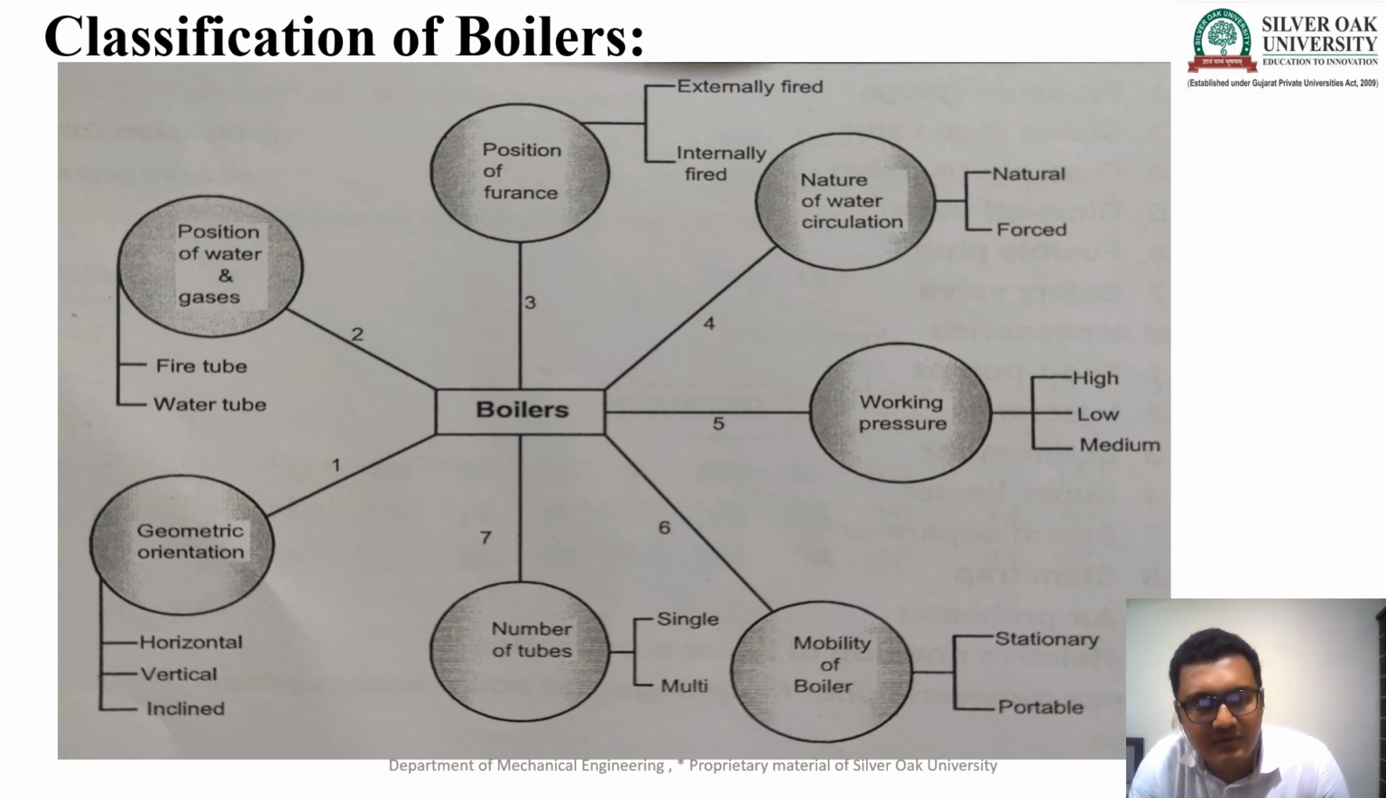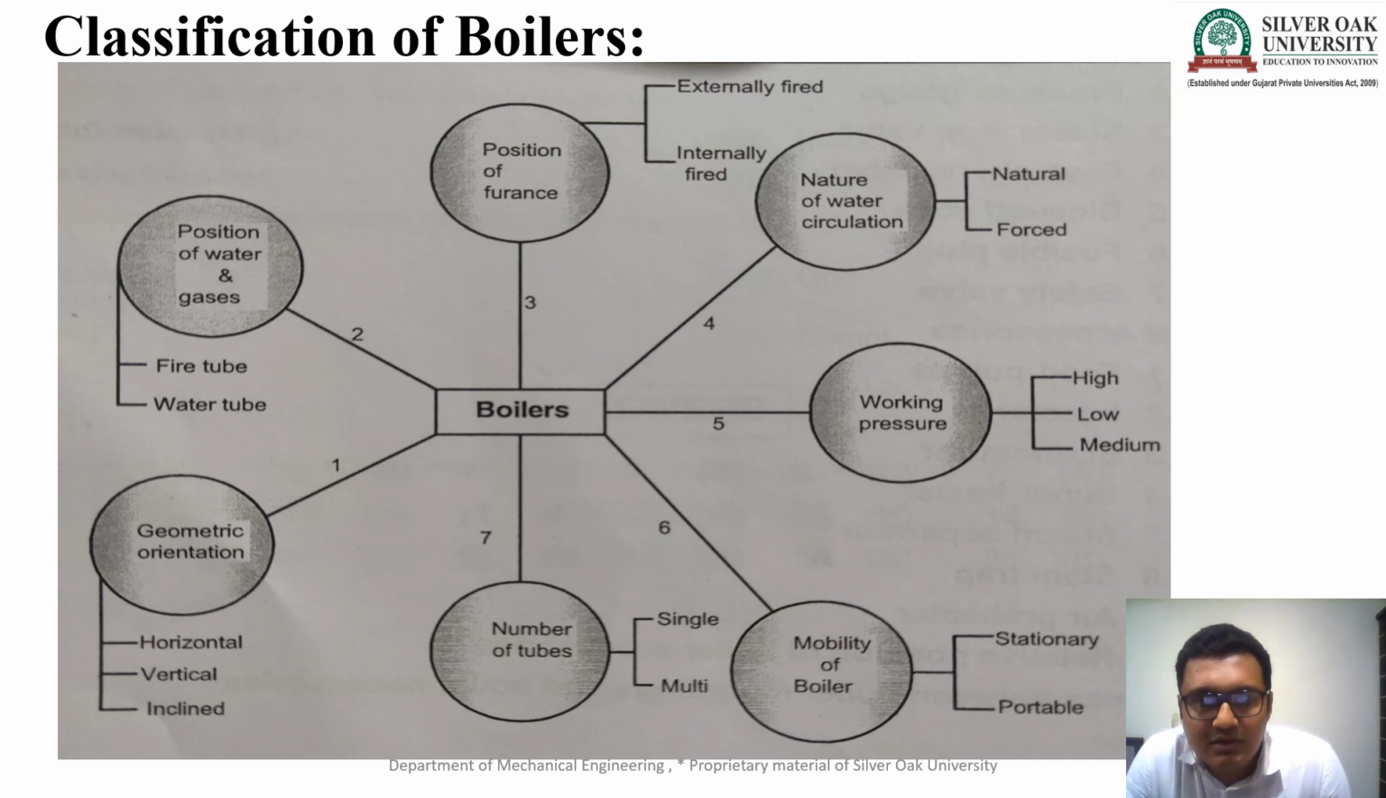What is the difference between externally and internally fired? If the furnace is located inside the boiler, it is called an internally fired boiler, and if it is outside the boiler, it is called an externally fired boiler. In an externally fired boiler, I burn the fuel at a certain place and then transfer that heat energy or hot flue gases to the boiler. In an internally fired boiler, I burn the fuel inside the boiler itself.